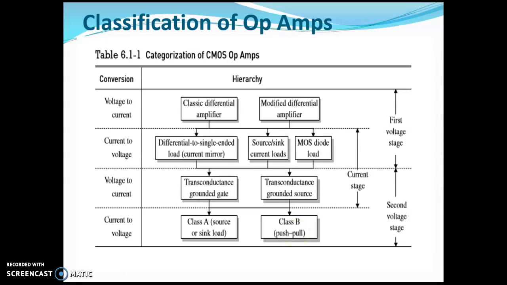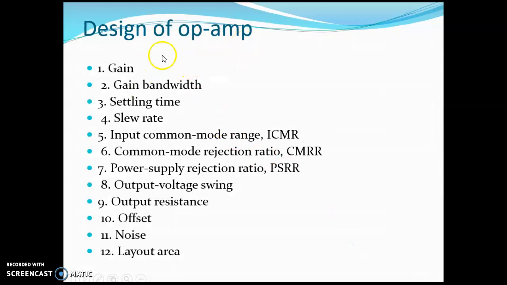And the next one you can see here is the design of the op-amp, meaning what are the specifications required for designing an op-amp. These are the specifications taken into account while designing a general op-amp: gain bandwidth, settling time, slew rate, input common mode range (ICMR), common mode rejection ratio (CMRR), power supply rejection ratio (PSRR), output voltage swing, output resistance, offset, noise and layout area. These are some of the specifications that you have to take into account when designing a basic op-amp.